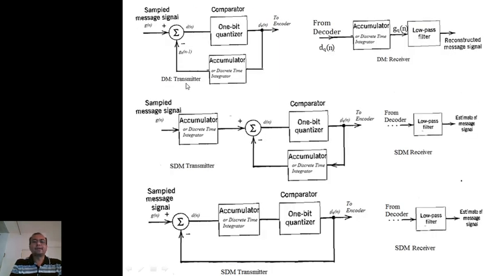I have redrawn this delta modulation transmitter in a simple way. I have this 1-bit quantizer and accumulator in the feedback path, and in the receiver I have an accumulator at the input and then a low pass filter. I will remove this accumulator from the receiver and move it here. So now the receiver is left with only the low pass filter, very simple. But this accumulator is moved here.